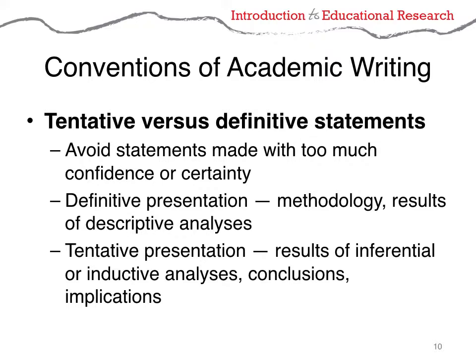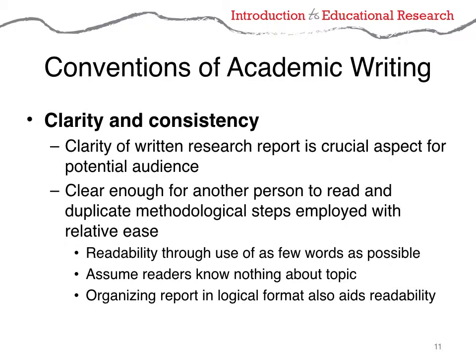So we want to have very definitive presentation, clear representation of our methods, results, descriptive analysis, and we want to be tentative with our results of inference or inductive analysis, our conclusions, the implications. And the reason why we do that is because of the iterative nature, that we may not have that confidence or certainty with where we're at.